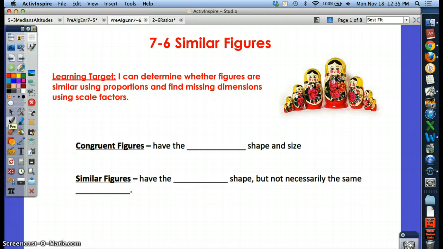Congruent figures have the same shape and size, whereas similar figures have the same shape, but are not necessarily the same size. So we're going to be focused on these figures today.